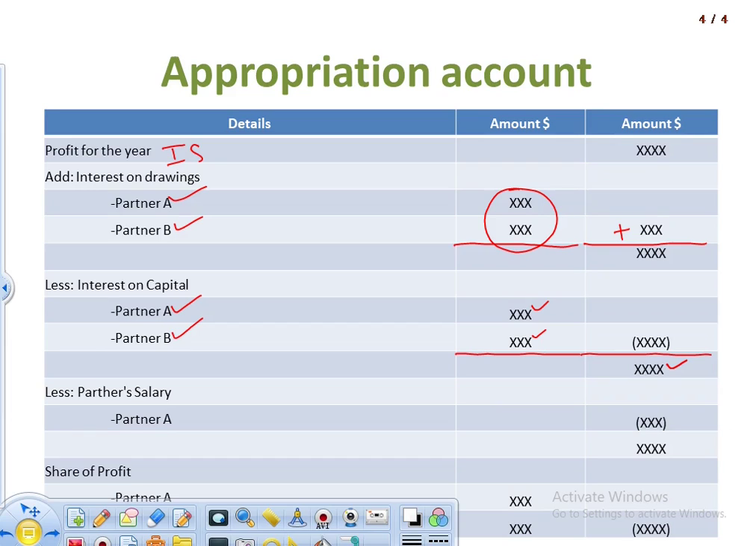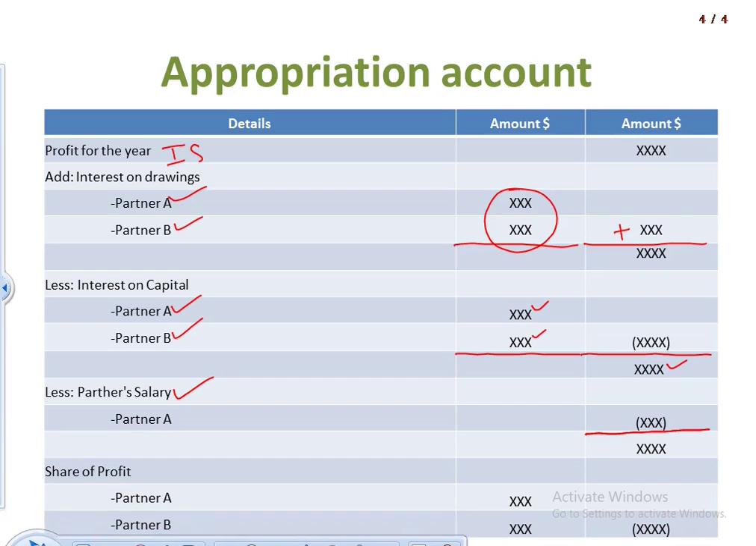And from that figure, we want to subtract if we are giving salary to a partner, okay? In this case, let's say partner A is getting salary, so I'm subtracting partner A's salary, and this is the remaining amount. So this amount is sometimes also referred to as profit available for distribution, or profit available to give away as a share of profit.